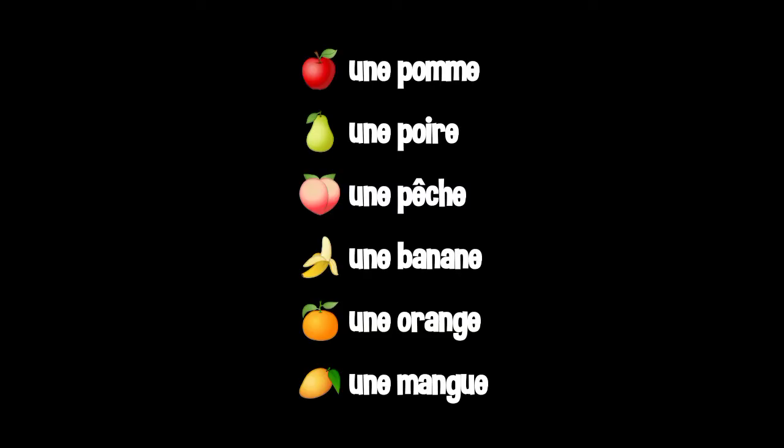Let's do a recap. What's an apple in French? Une pomme. How about a pear? Une poire. How about a peach? Une pêche. And a banana? Une banane. How about an orange? Une orange. A mango? Une mangue.